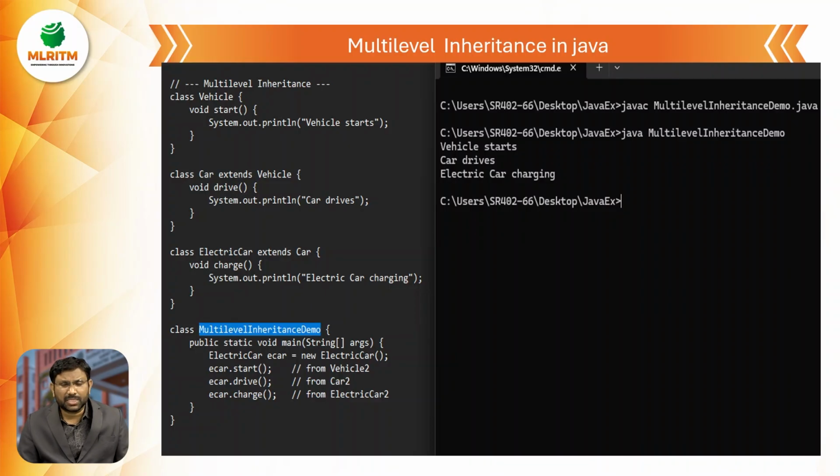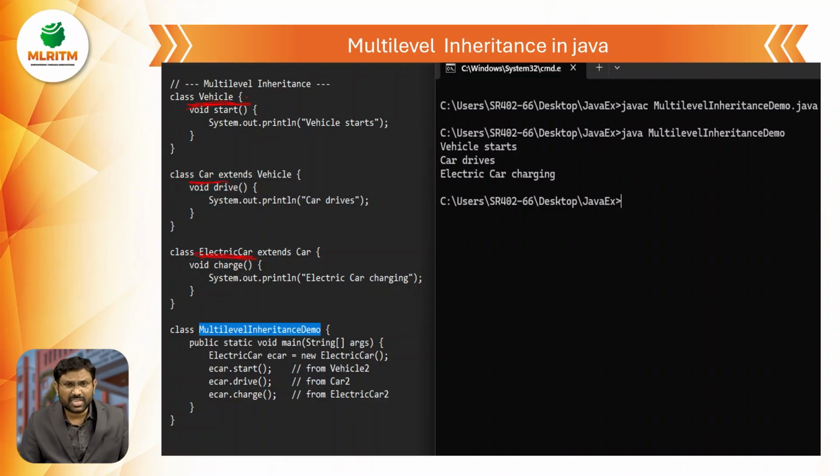Here, multi-level means there should compulsorily be more than two classes. The first class name is Vehicle, the second class name is Car, and the third class name is ElectricCar. So, for example, Vehicle is the grandfather, Car means father, and ElectricCar means grandson.